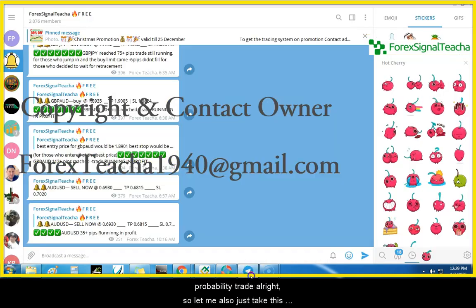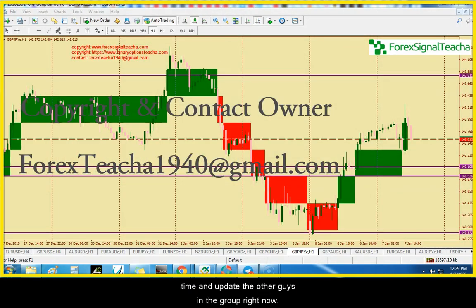Let me also take this time to update the other guys in the group right now. This pound yen trade has actually hit 115 pips, and it's still going strong. For now, I'm going to tell the guys to close it if I feel the need that they have to close the trade. Right now I'm going to update it as it has reached 112 pips. The trade is still running.